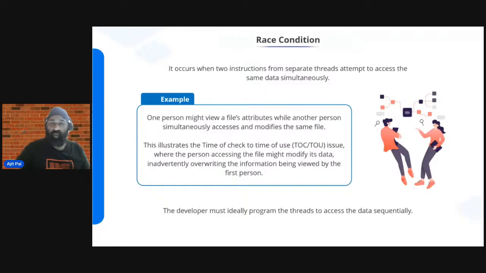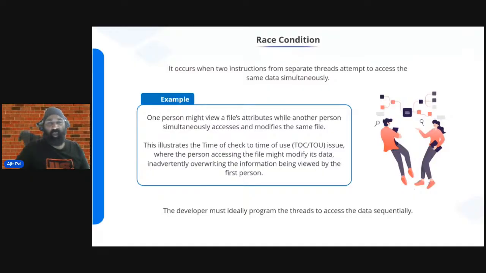A race condition is a situation where two or more processes or threads attempt to change shared data at the same time. Let's take a very simple example. You have 10,000 rupees in your account. Your wife and you have a joint account. Both of you try to take 6,000 at the same time, thinking you have 10,000. And if it gets executed at the same time, it's a problem. So this illustrates the time of check, time of use.